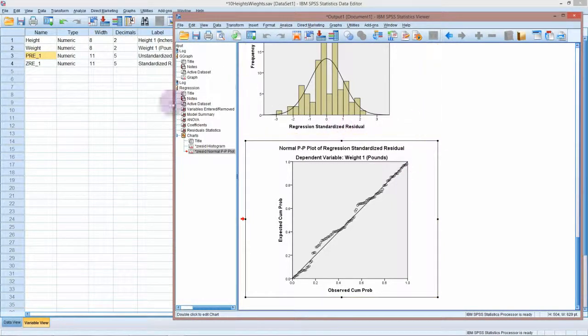Now there's a couple of other things that we're interested in looking at when it comes to the residuals, and so we want to just do a couple more plots.